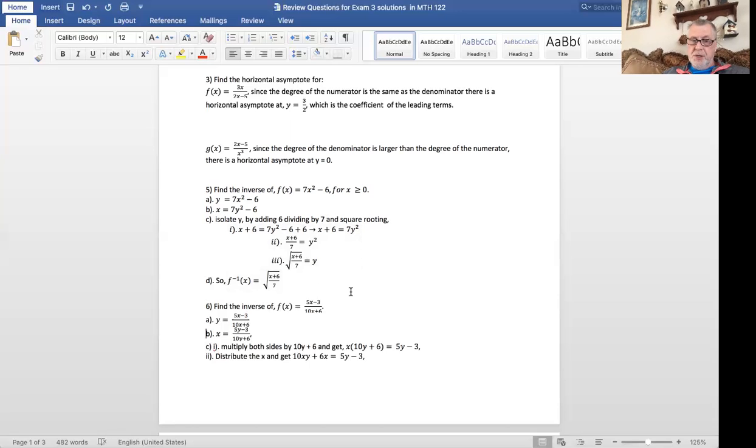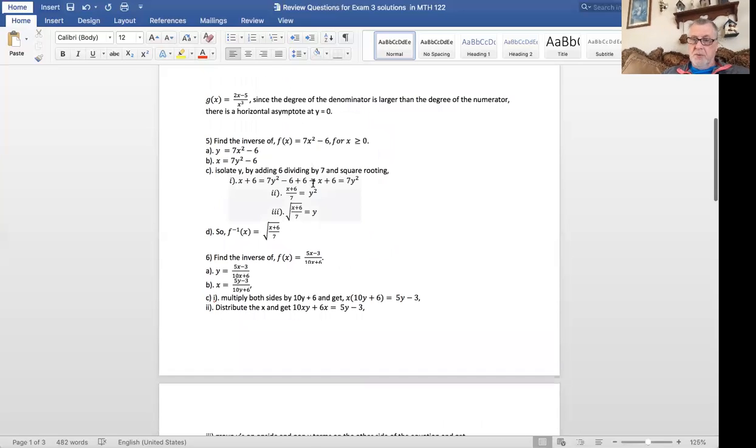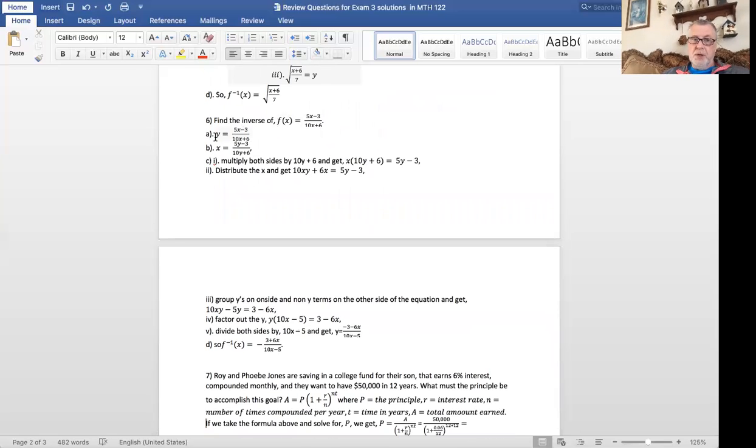When we have a rational expression, it's a little bit more tricky. We do the same process. We start with changing the f of x to y, switching the x and y, and then isolating the y. To do that for the rational, we multiply both sides by the denominator and get x times the quantity 10y plus 6 equals 5y minus 3. Distribute the x and get 10xy plus 6x equals 5y minus 3. We're going to group the y's on one side and everything with no y on the other side. That gives us 10xy minus 5y equals 3 minus 6x.